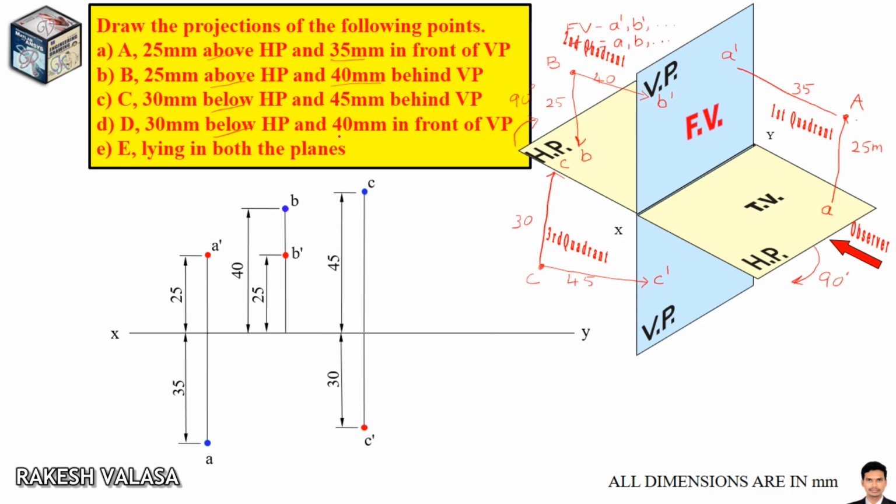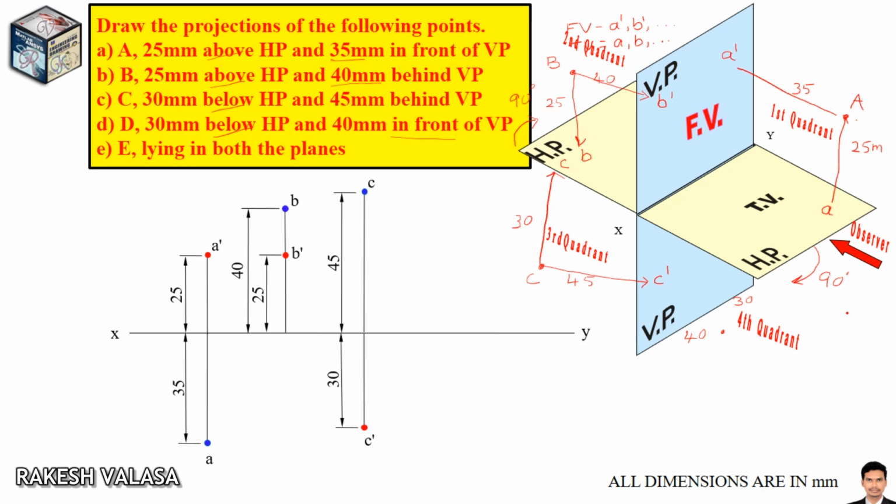Next, move to the point D. Below HP and in front of VP. So the point is in the fourth quadrant. So 30 mm below the HP, 40 mm in front of VP.